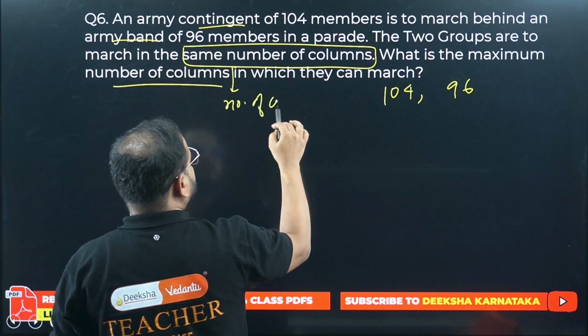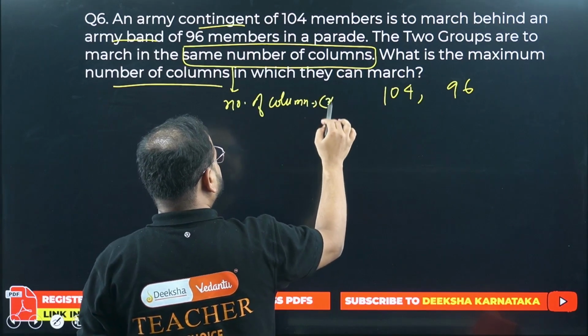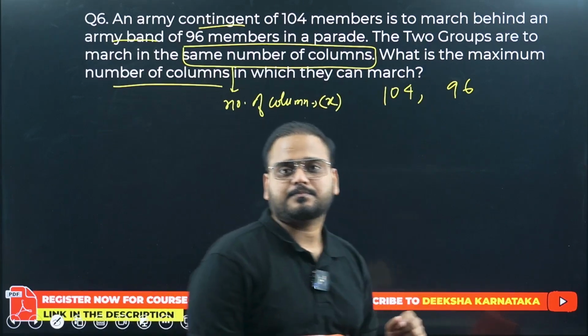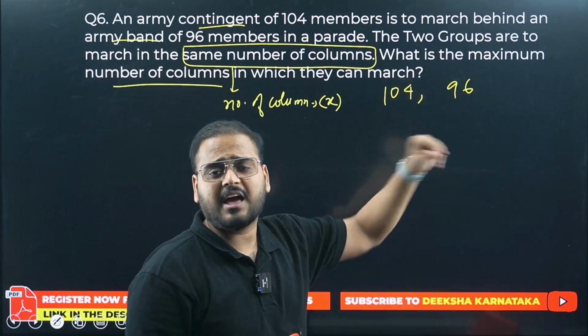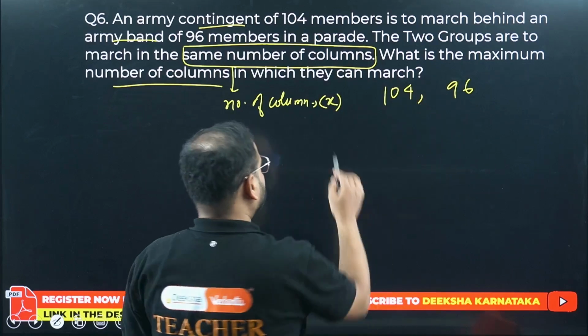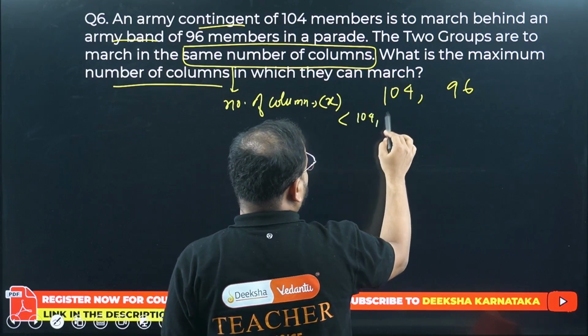Number of columns. Let's take this to be x. Can this number x ever be equal to 96 or 104, or can it be more than this? Ever? Can the number of columns be more than the people there? No, sir. So this will always be less than 104 or 96.